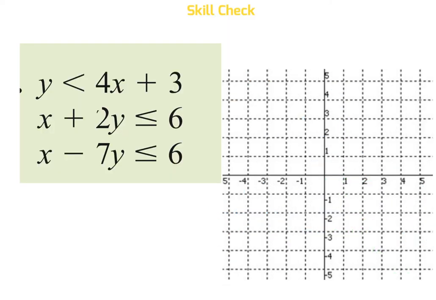All right, so let's do one where you just graph the 3. I just want you to graph these 3. I'm not going to make you do the where they cross each other right now. I just want you to graph the 3 inequalities for me and get your region.